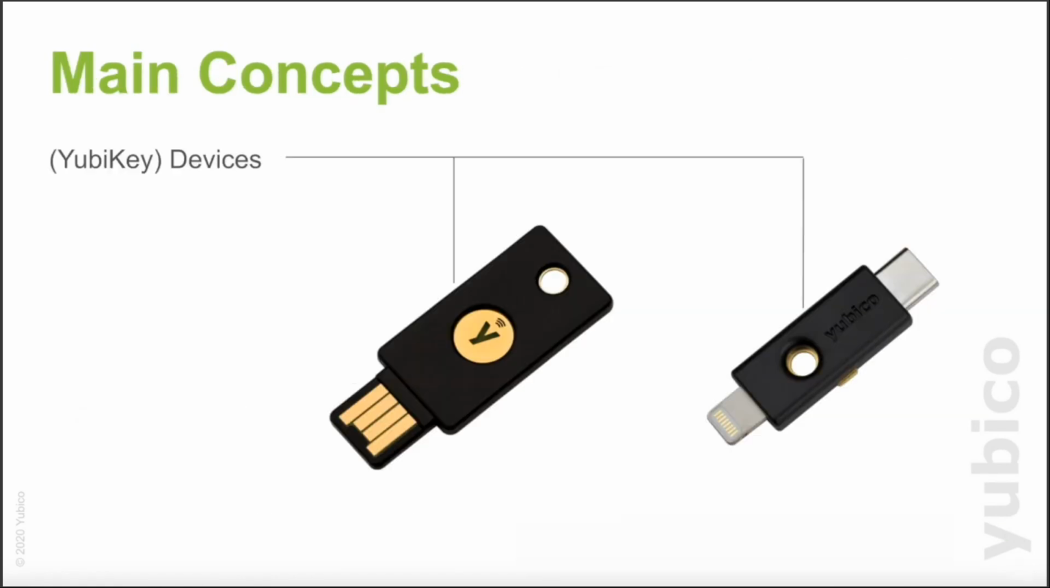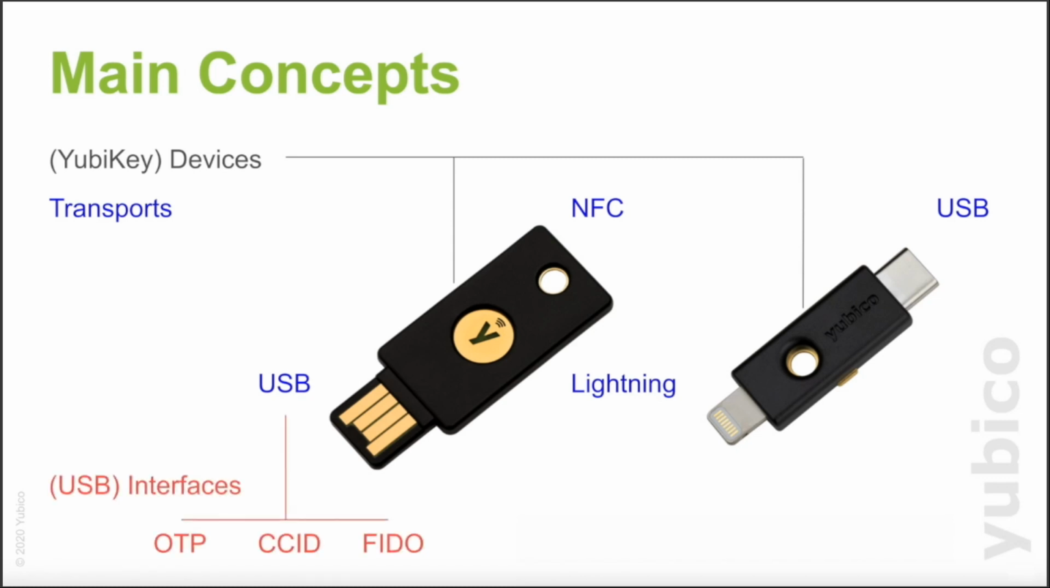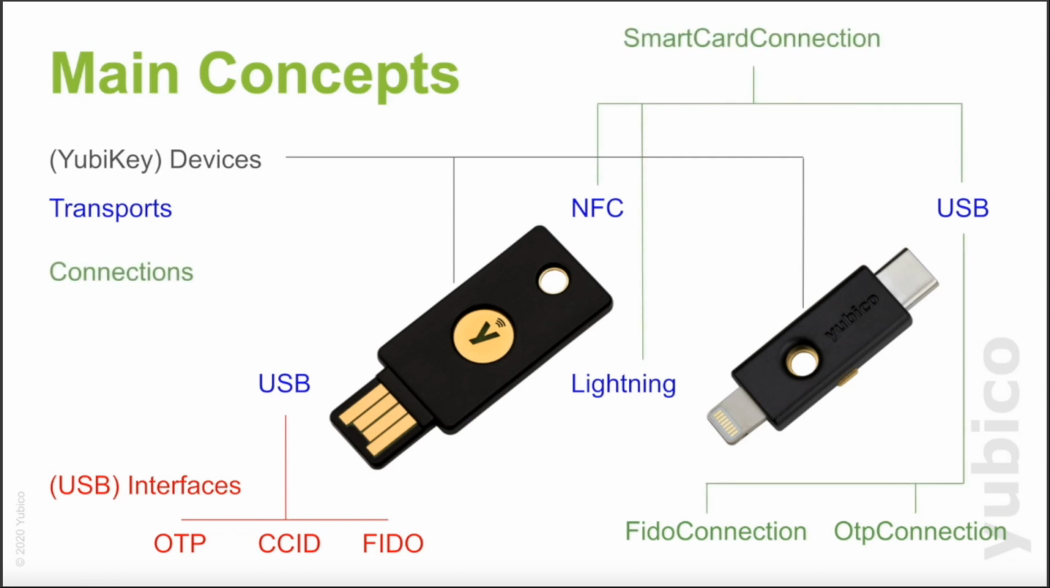So some of the main concepts for the Yubico SDK are, obviously, the YubiKey devices, which could be a 5 series, 4 series, or FIPS series. You have the transports, like USB-A, NFC, Lightning, or USB-C. You have the interfaces, like the USB-C interfaces. It could be OTP, like emulating a keyboard. It could be CCID or a smart card. And also there's the FIDO interface. Then there's connections. It could be a smart card connection to do smart card operations. It could be the FIDO connection or the OTP connection.